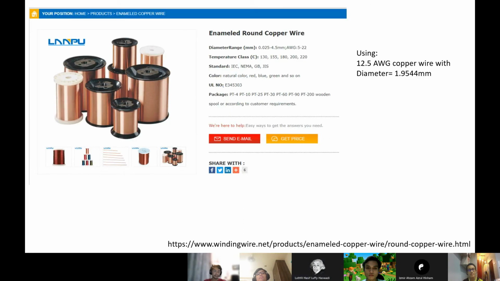As for our wires, we chose the 12.5 AWG copper wire with a diameter of 1.9544 millimeter. We'll be using 10 of these wires in parallel. The reason we combine them is that it forms a cross-sectional area of 30 millimeters squared, and this bigger 12.5 AWG wire bundle will be used as our coil.